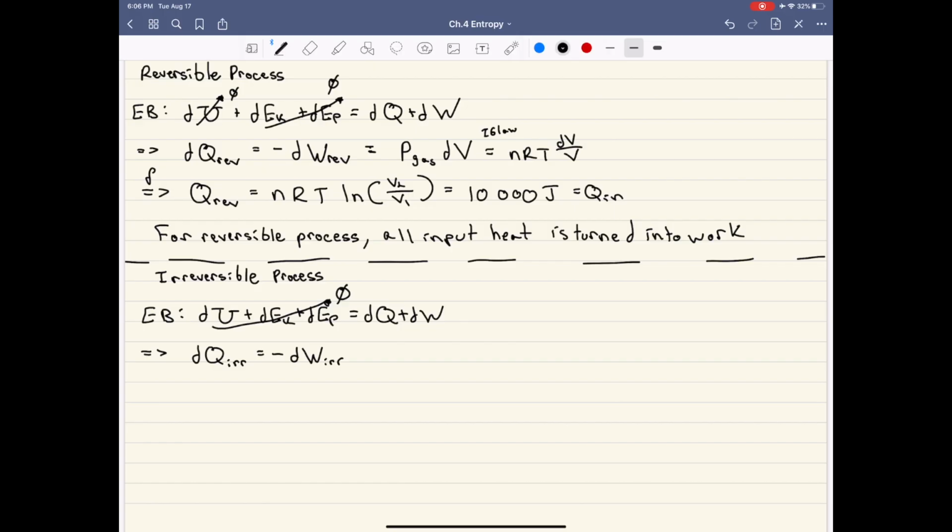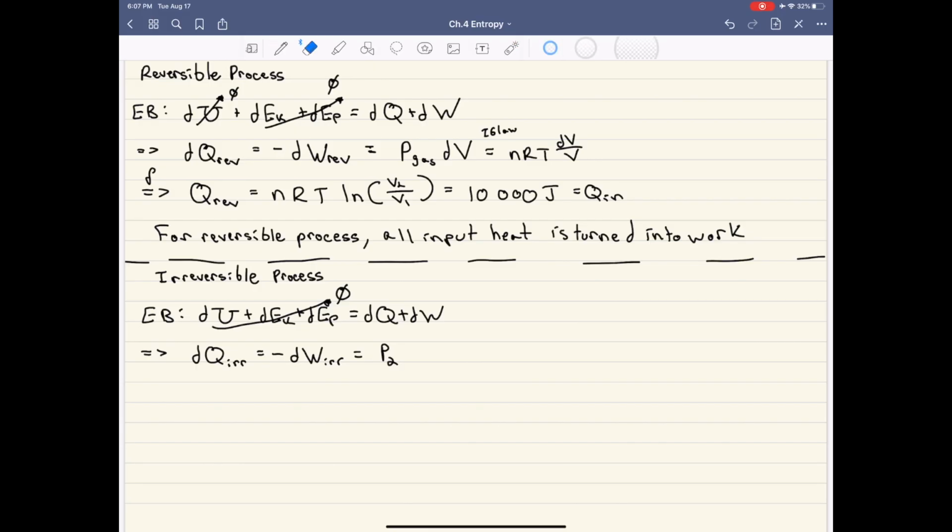Okay, and so we have dq irreversible is equal to the negative dw irreversible. And in the irreversible case, we're going to think back to all those examples we thought about earlier, where we saw that the work was going to be equal to just the force that the system is acting against times the displacement.